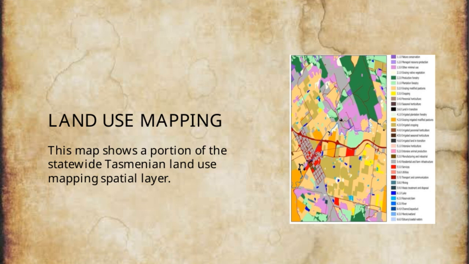By analyzing this map, we can identify patterns and trends in land use, which are critical for planning and sustainable management. Remember, this map is just a portion of the entire statewide layer, but it highlights the importance of detailed spatial data in making informed decisions about land use planning and environmental protection here in Tasmania.